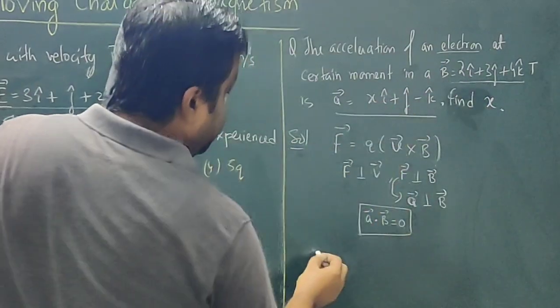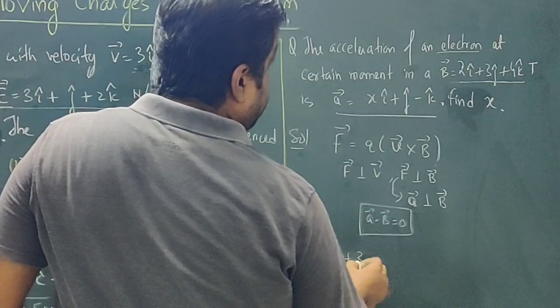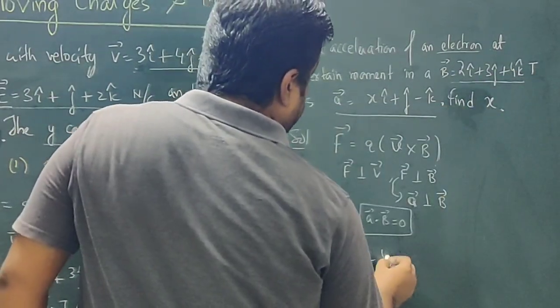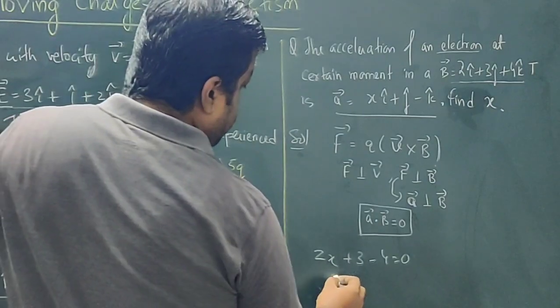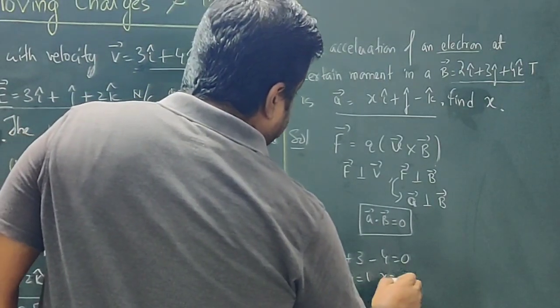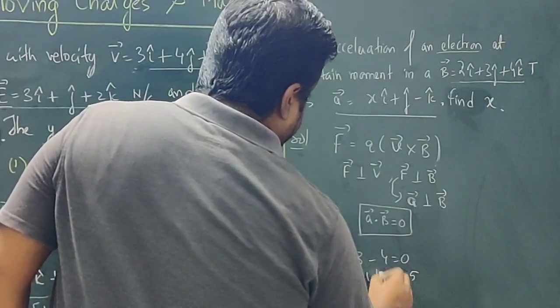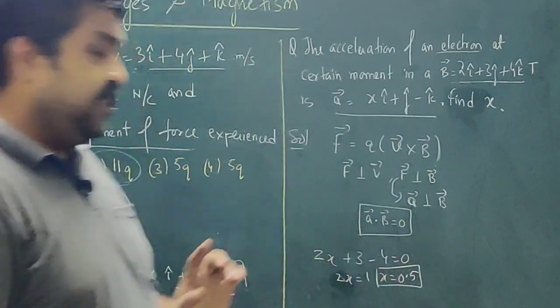So this is 2x plus 3 minus 4 is equal to 0. Dot product is 0. So 2x is equal to 1, or x is equal to 0.5. X is equal to 0.5. Okay, so this is the value of x.